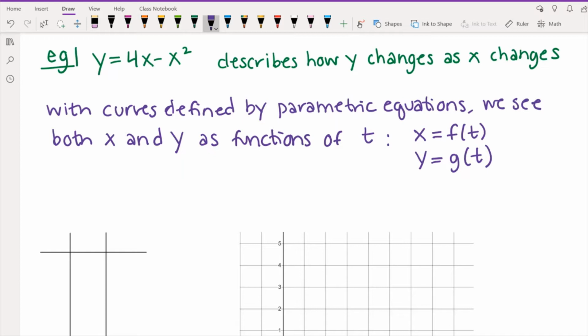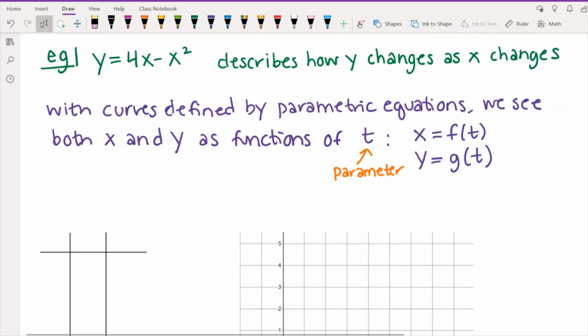And by the way, why are these called parametric equations? Well, this variable t is oftentimes referred to as the parameter. And parameter implies that this is the variable that's changing. We're allowing t to vary, and we're seeing what happens to x and y.